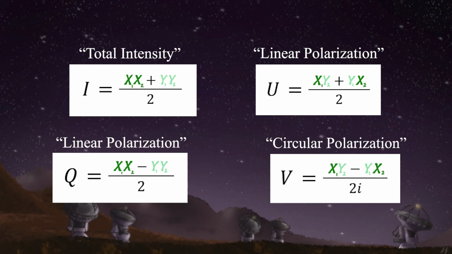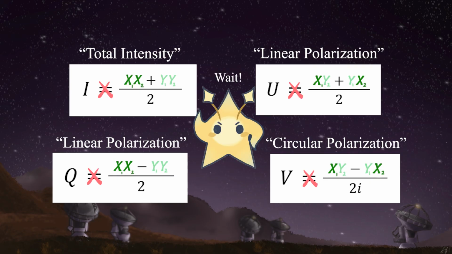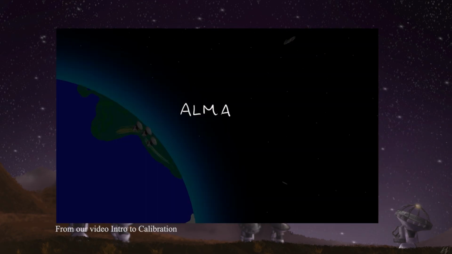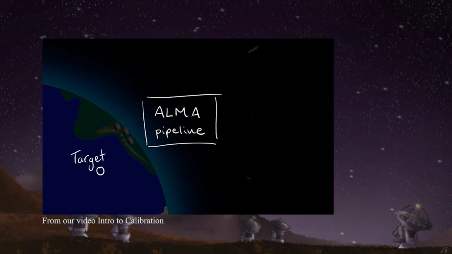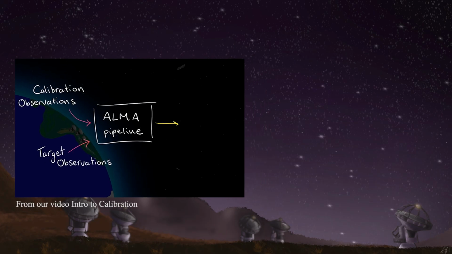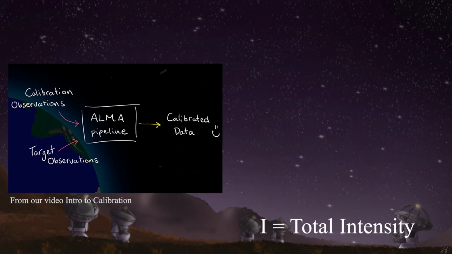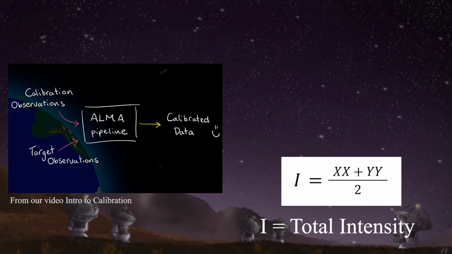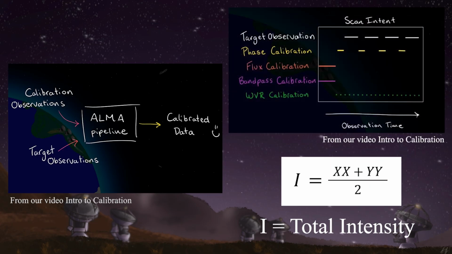But before the correlator products can be used to generate the Stokes parameters, they must be calibrated for various instrumental and atmospheric effects. If we're not interested in polarization and only want the total intensity of our science target as a function of wavelength, then we only need the Stokes I, which is a simple sum of the XX and YY correlator products. These data only need to be calibrated for the flux density, bandpass, and phase variations, as we've discussed in our Introduction to Calibration video.